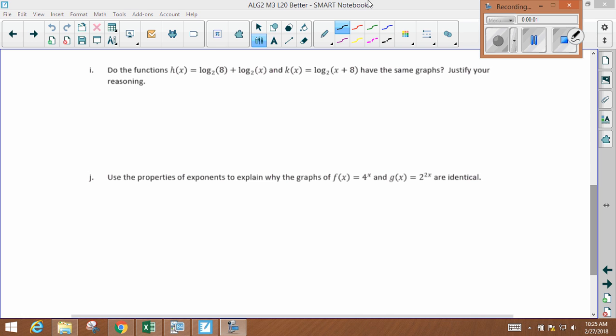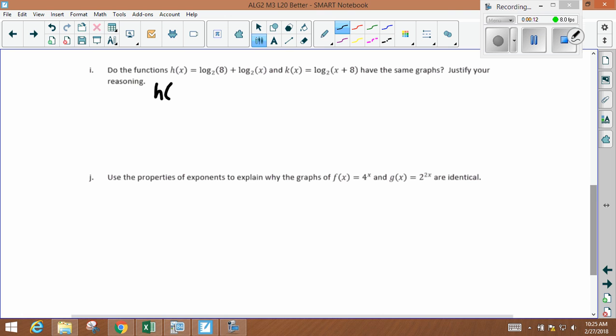All right, so where we last left off, we were going to talk about these things having the same graph. Do they have the same graph? I think the answer is going to be no. H of x here.